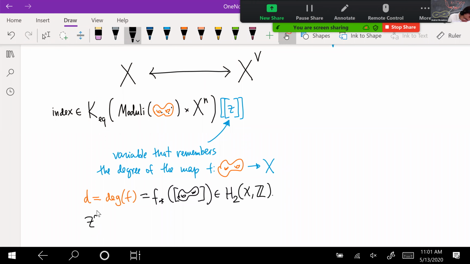And then Z to the degree is the character of the torus Z dual to this group. In our example, this is a lattice, and then the dual torus is of this, this is a character. And so if the contribution of every map, I multiply by that degree, I get a series here.